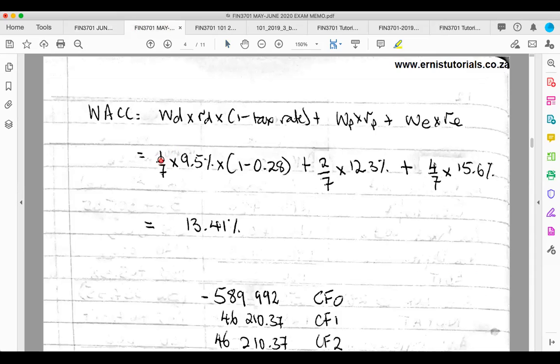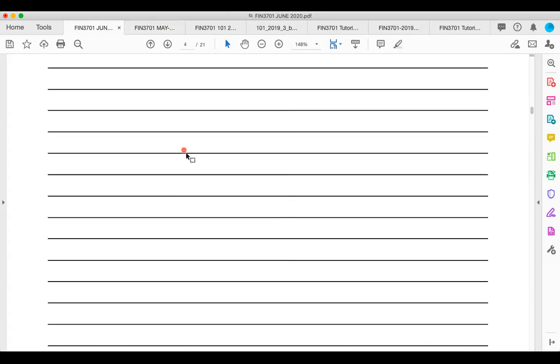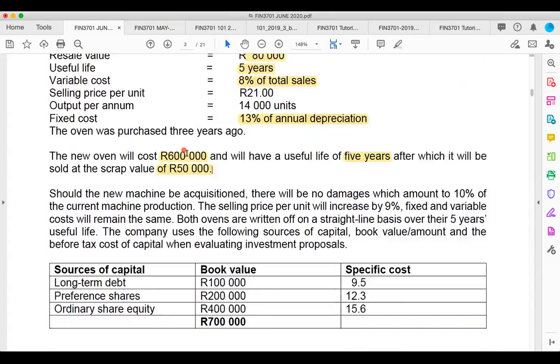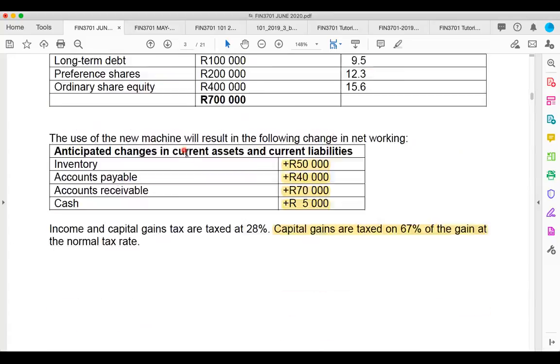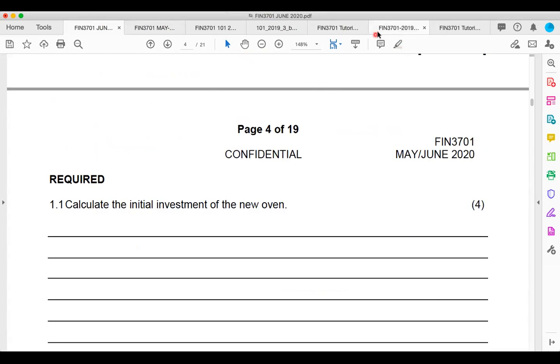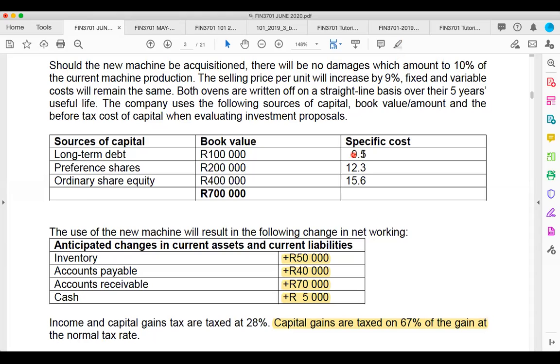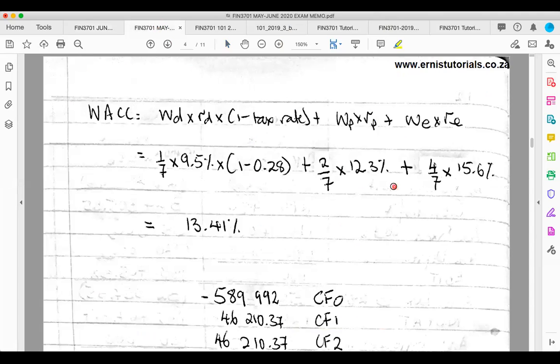And then you substitute your weight times cost. The cost of debt given in the question is 9.5%. It was given, I think, right here. I can quickly find that for you. There it is in the table. So this is the cost of debt before tax. Always check to see if you're given cost before tax or after tax. If it was after tax, there wouldn't be a need for any correction. The cost of preference shares is 12.3. The cost of ordinary shares is 15.6, right? So you then substitute into your formula and you get your weighted average cost of capital.